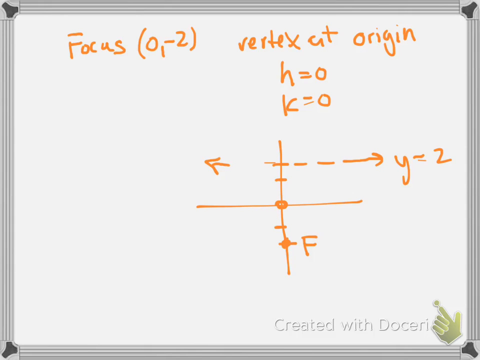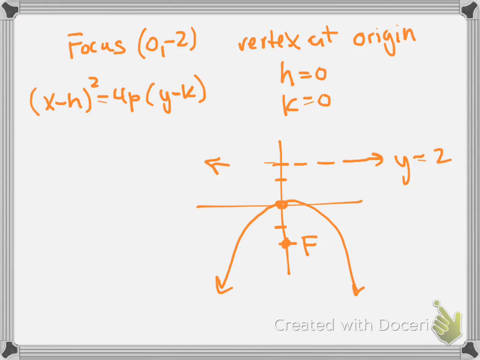So the question is to write the equation. And I know that this opens down because it's got to be away from the directrix and the focus is always inside. So I know my general equation is x minus h squared equals 4p times y minus k. And I just plug in. I know h and k are 0. So I get x squared equals, and my p-value has to be negative 2 because I went down 2. 4 times negative 2 and y. Now my x and y are all by themselves because my vertex is at 0, 0. So I have x squared equals negative 8y.